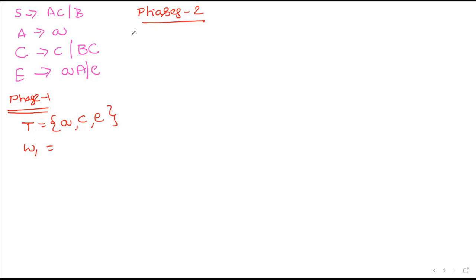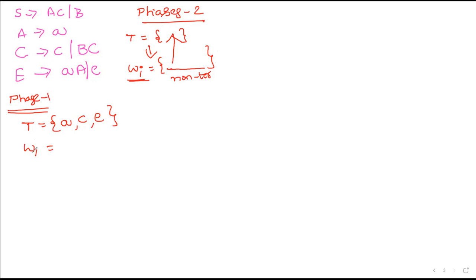First, we have to write down all the terminals. From these terminals, we have to construct Wi. What does Wi contain? Wi contains all the non-terminals. Remember, Wi contains the non-terminals that derive the terminals.